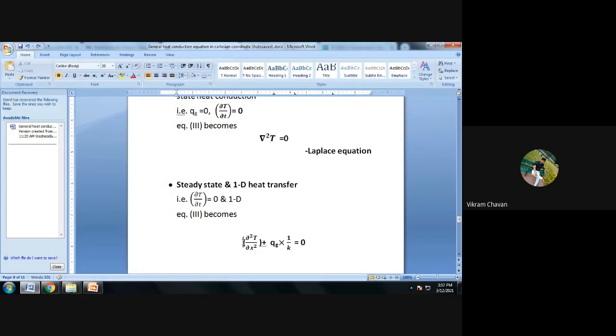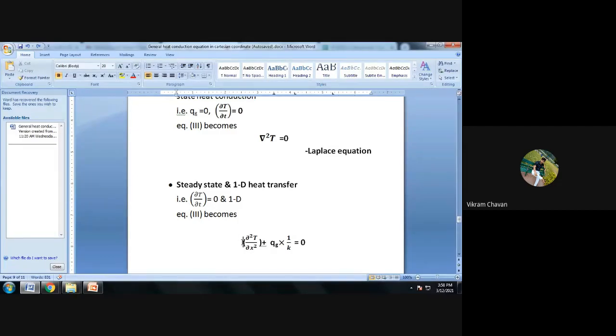Here we are considering only the x-axis. For understanding purposes we are considering only one axis, so the other two axes we have removed. So the equation will get deduced into ∂²T/∂x².